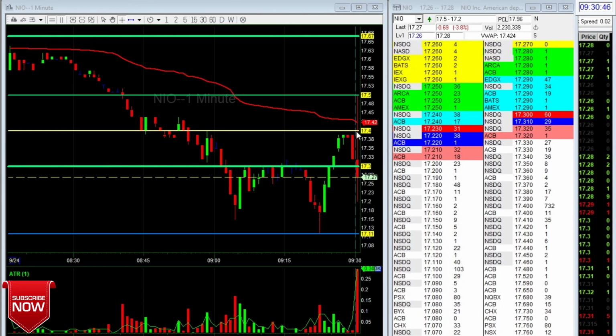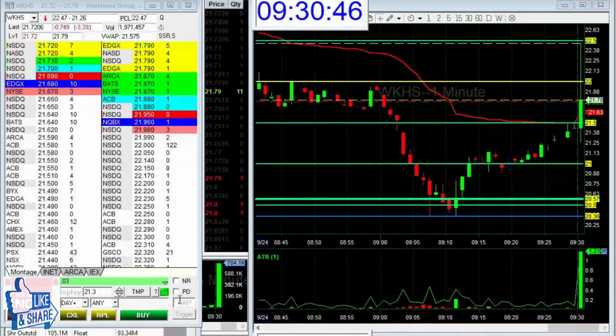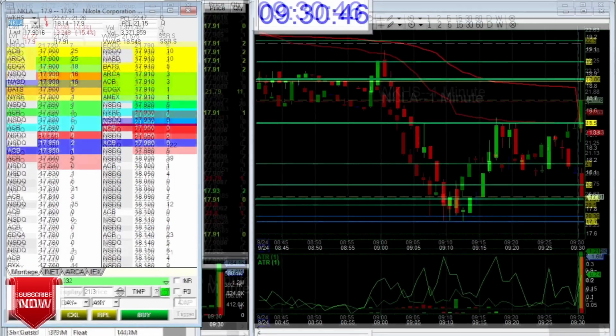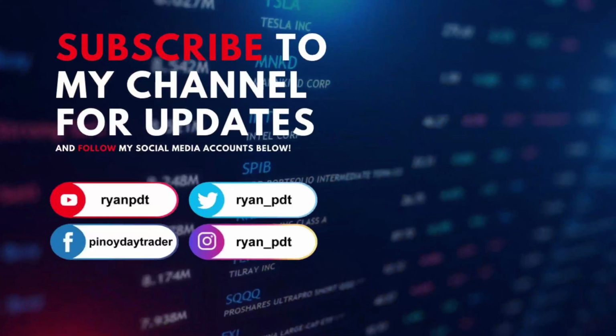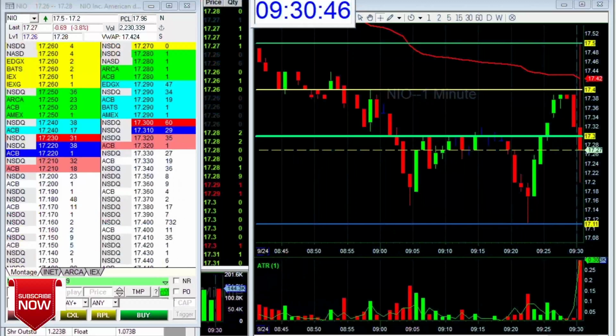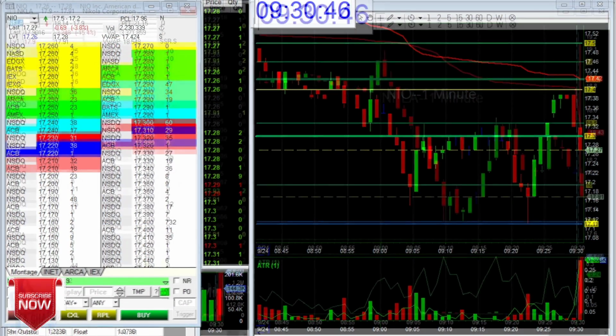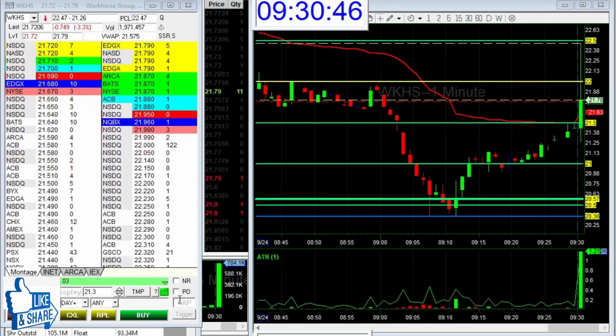So when I'm about to trade the 1 minute ORB, I look at the volume, and whichever has the highest volume, that's what I trade. So right now I have Workhorse, NKLA, and NEO. Sorry about that. So NEO, NKLA, and Workhorse.